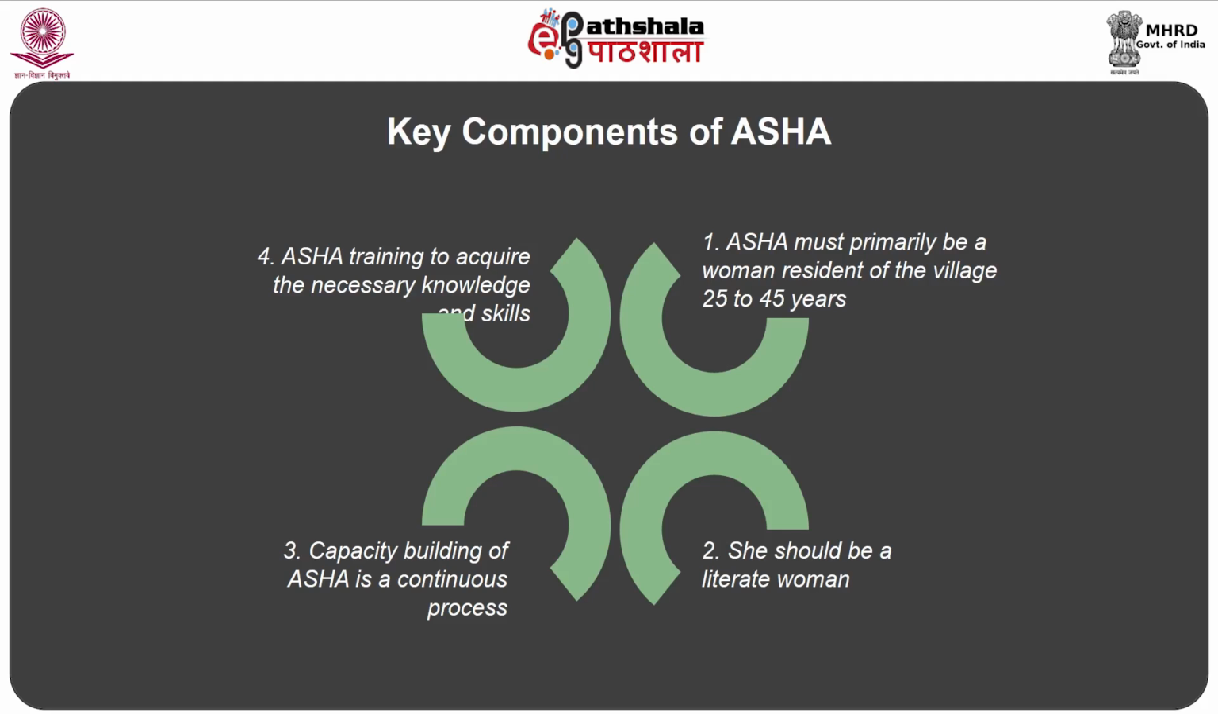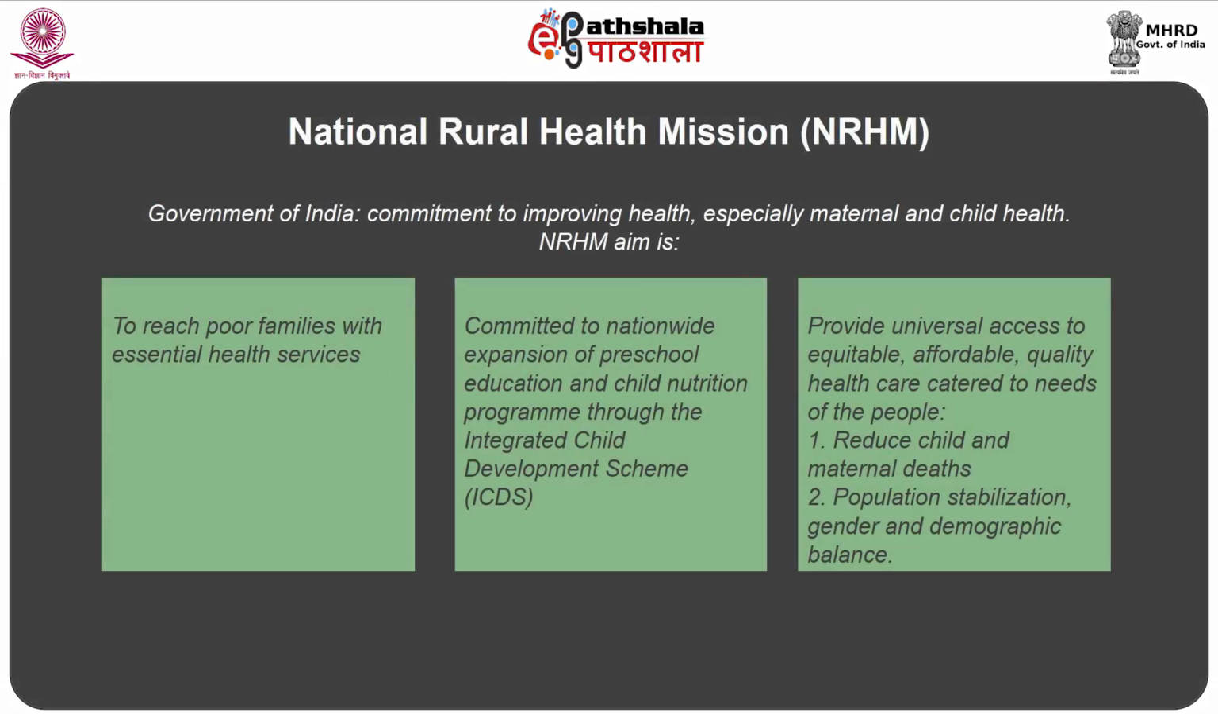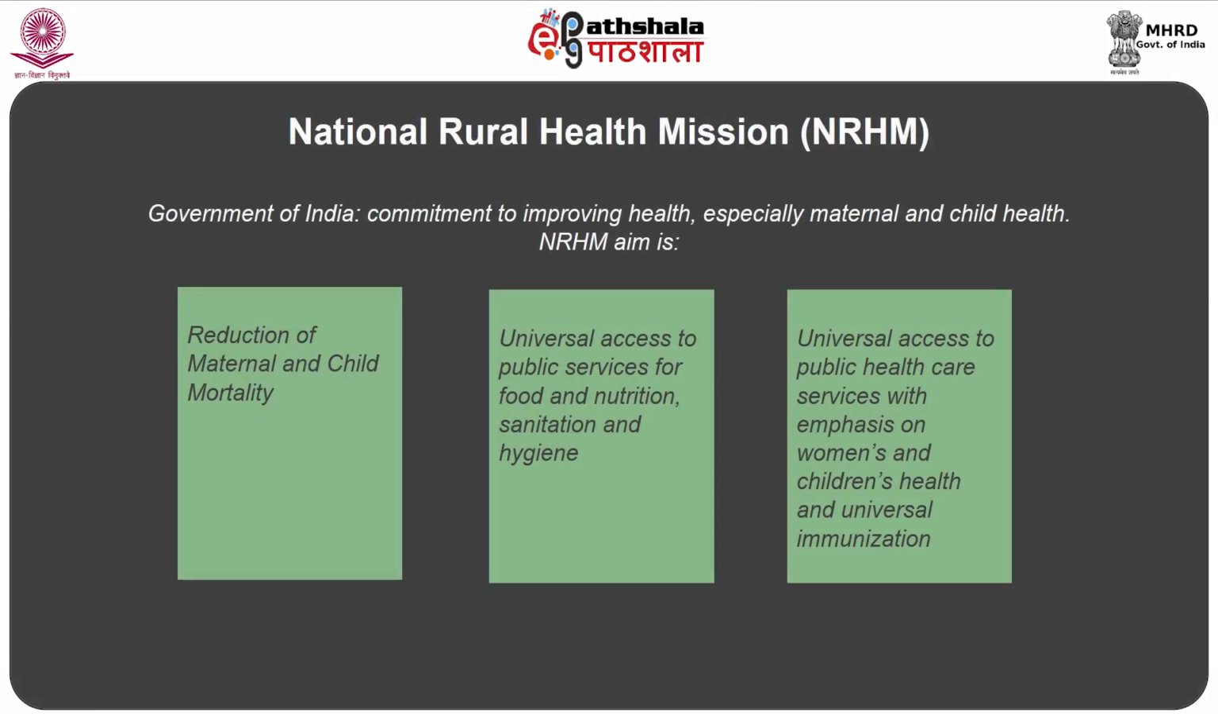ASHA also undergo a series of training episodes to acquire the necessary knowledge and skills. The National Rural Health Mission has a major objective to seek and provide universal access to equitable, affordable and quality health care, which is accountable and at the same time responsive to the needs of the people, mainly in the reduction of child and maternal deaths as well as population stabilization, gender and to attain demographic balance.